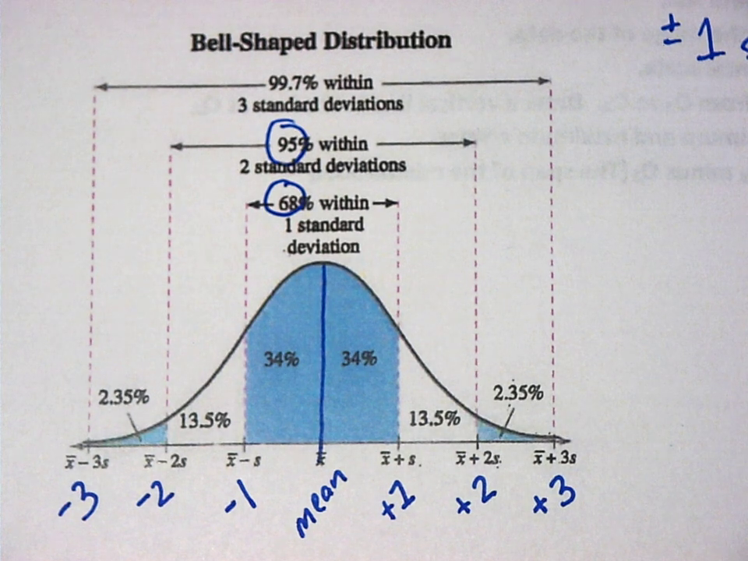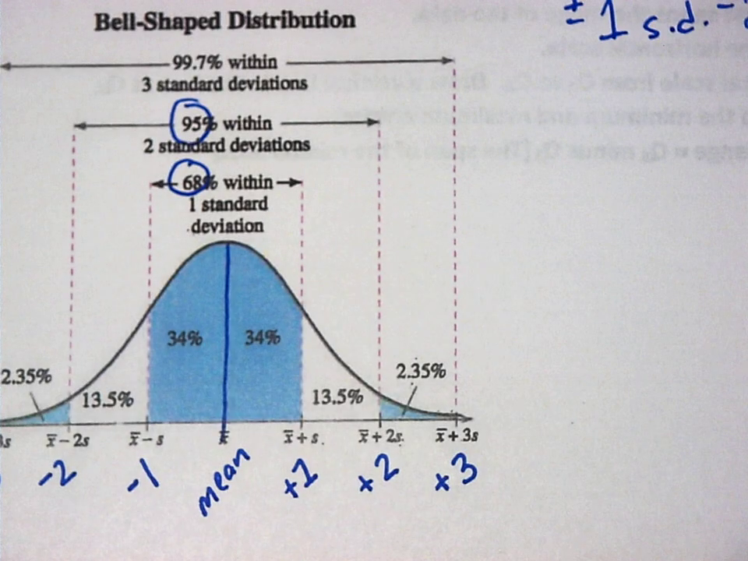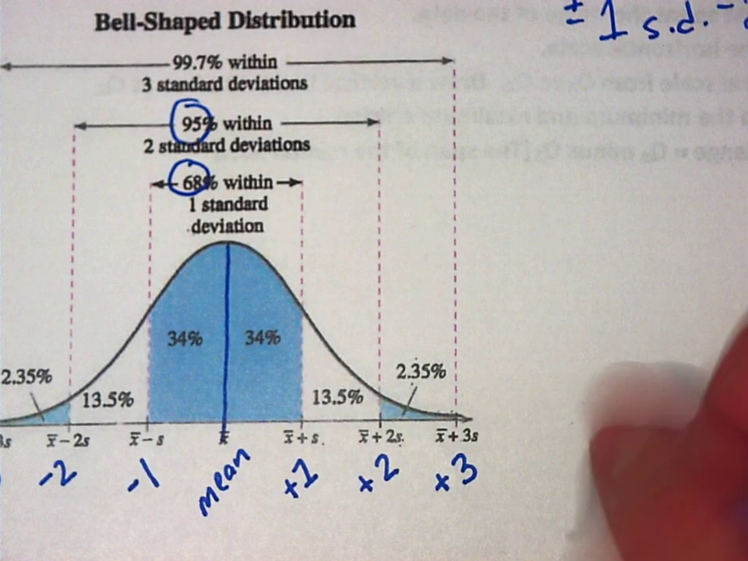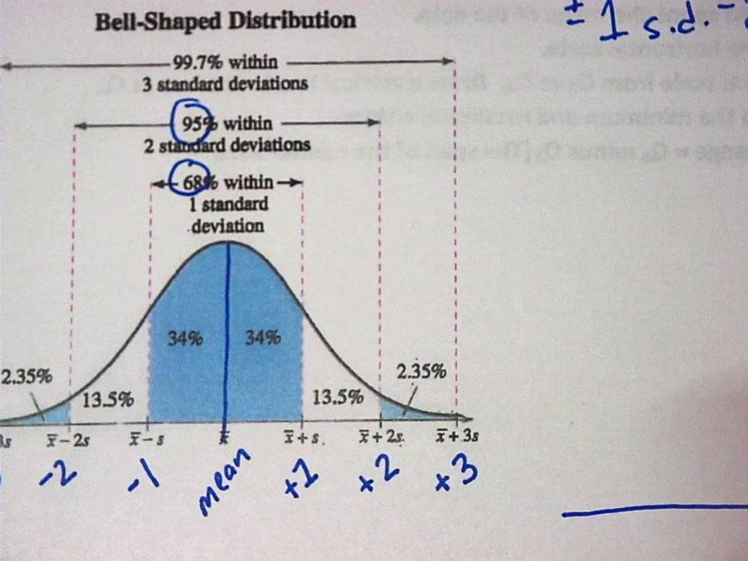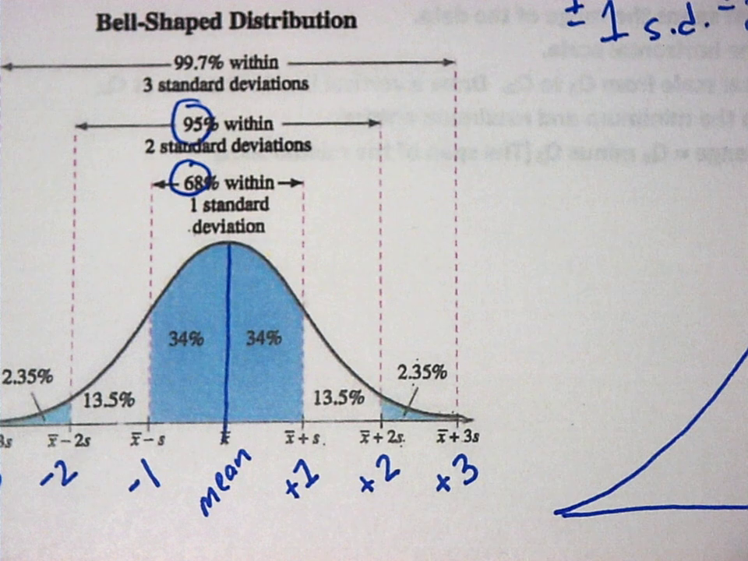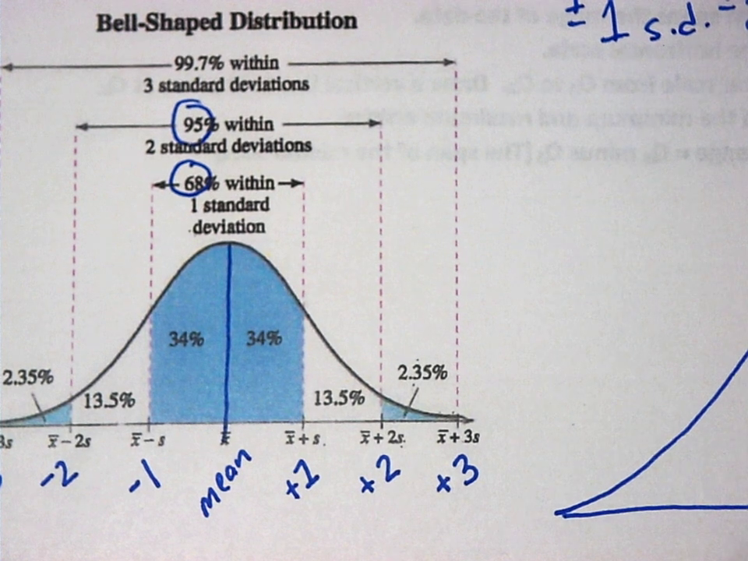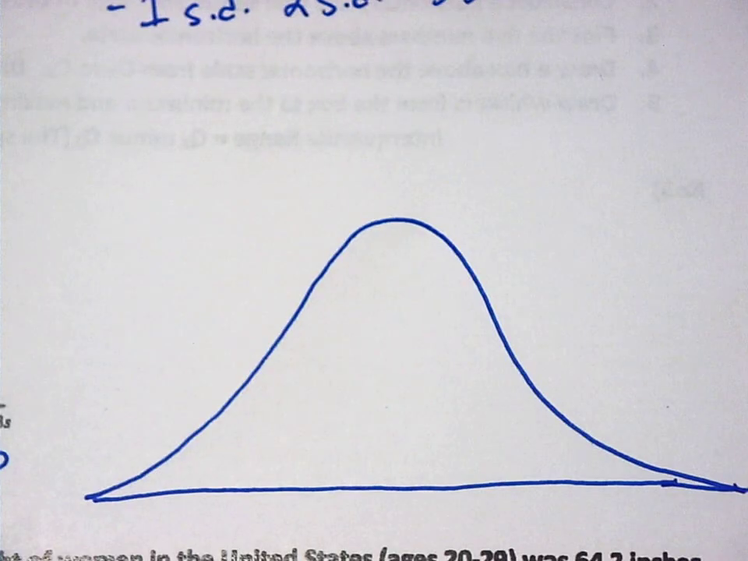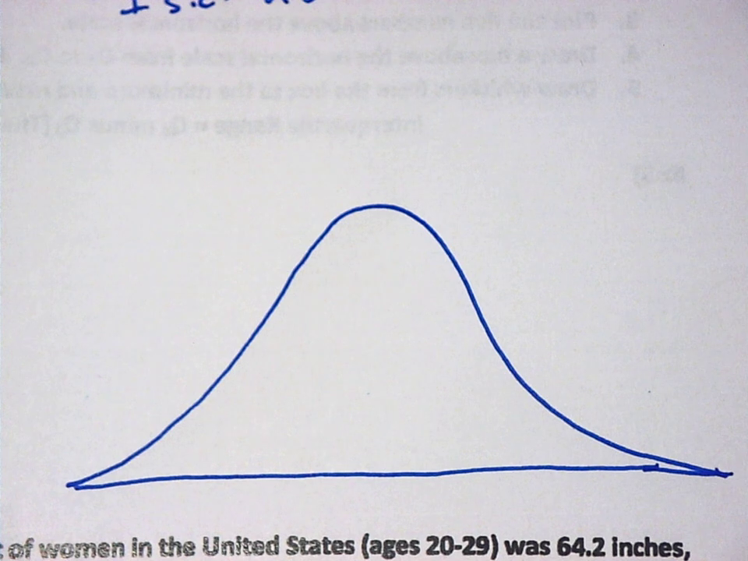In a survey, the sample mean height of women in the United States aged 20 to 29 was 64.2 inches. I'm going to draw a little bell curve next to this problem. This is one of many, many bell curves you will draw with me. Might as well realize now how much you suck at it.